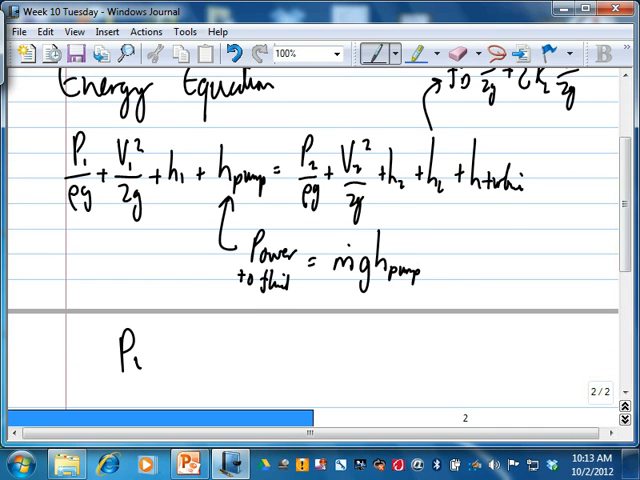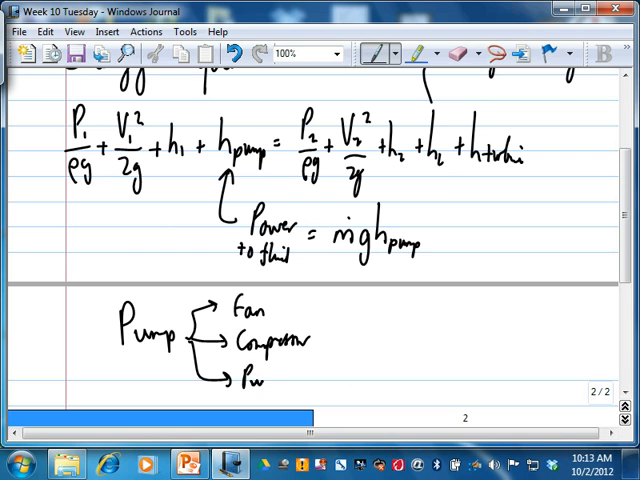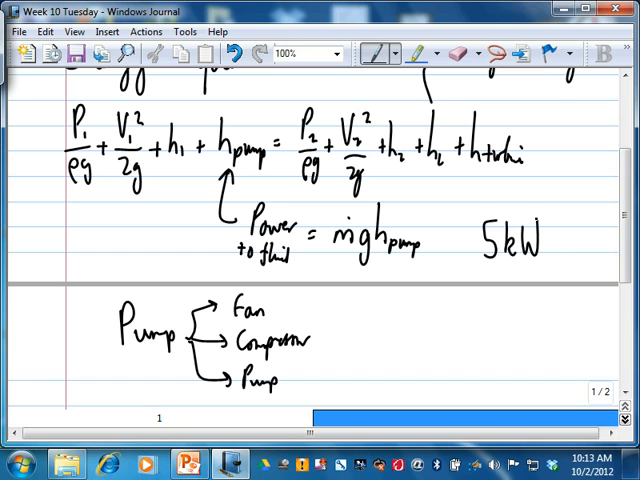The pump is just a general name. It can also be called a fan, a compressor, or a pump. It's known by many names. What's different, we'll talk a little bit about the different types of pump, because if you look at the power, let's say the pump is rated at 5 kilowatts.